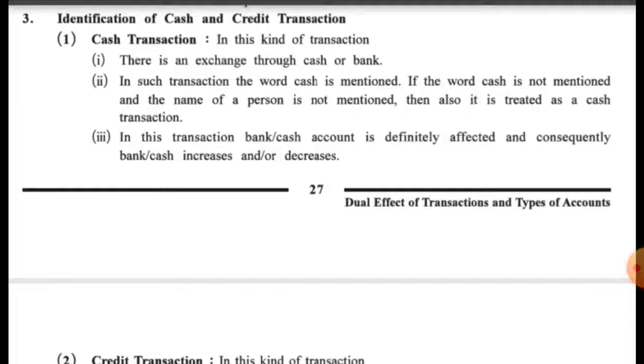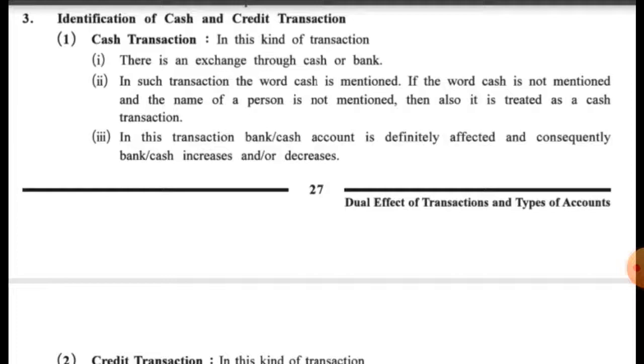To identify whether a particular transaction is a cash transaction, the first point is that there is an exchange through cash or bank. It means if the transaction is through cash, then the word cash should be mentioned, and the transaction in which cash has been exchanged, either in the form of cash or in the form of check, is called a cash transaction. Next, in such a transaction the word cash is mentioned.